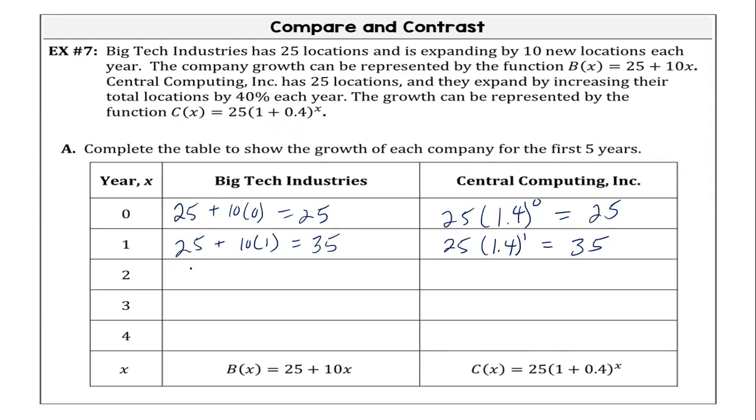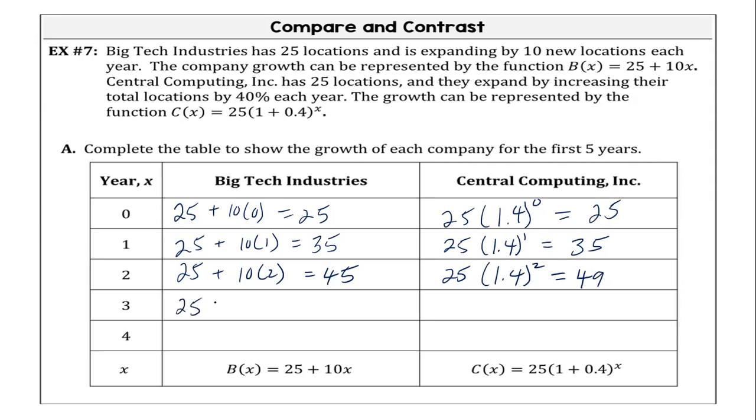So when I continue, let's see if there's a difference in year 2. So in year 2, we're at 25 plus 10 times 2, which puts us at 45. On this end, we have 25 times 1 and 4/10 to the second power. And what does that put us at? 45. 49. Oh, okay, so now this company has 4 more than this company with their 40% growth every year.